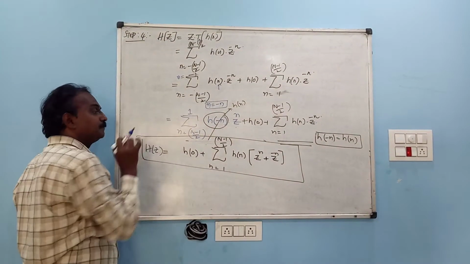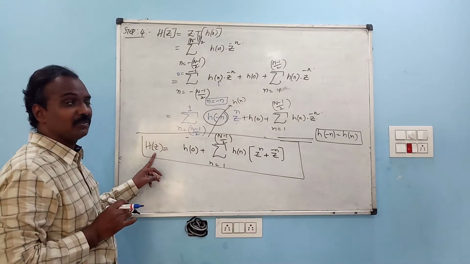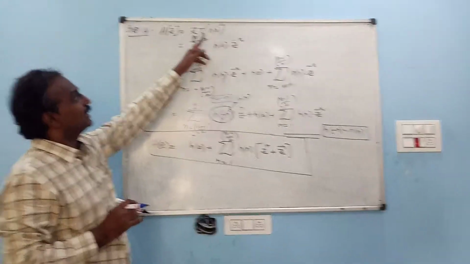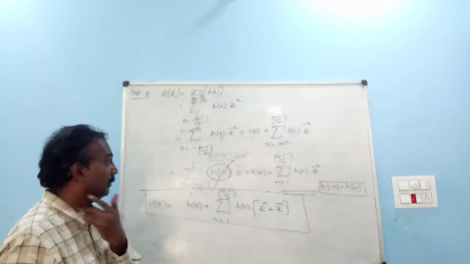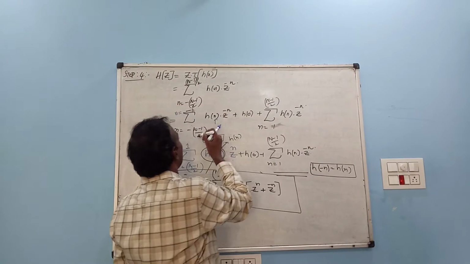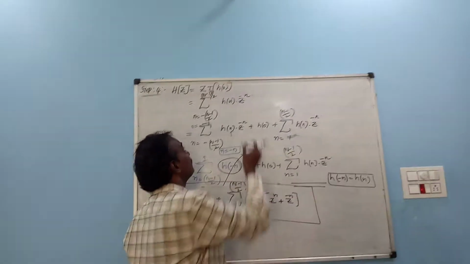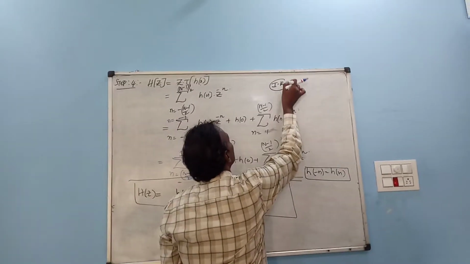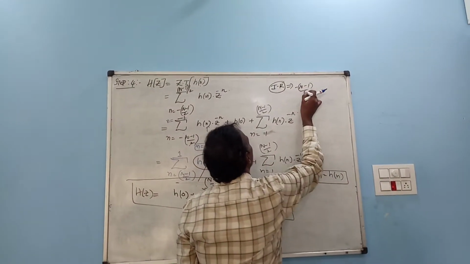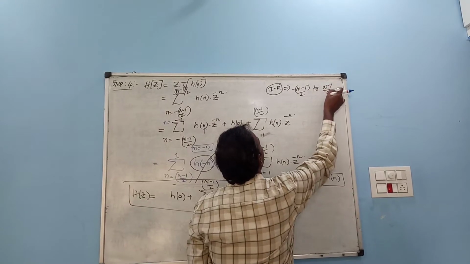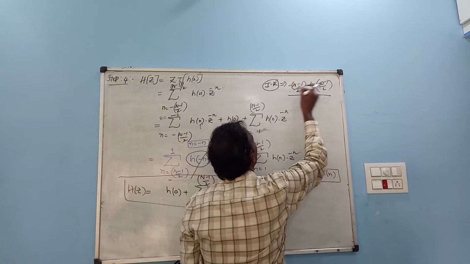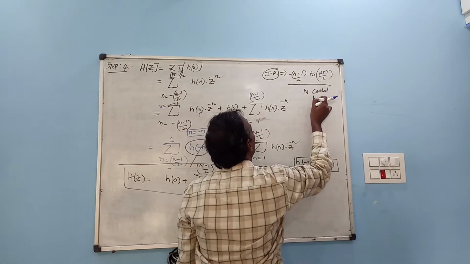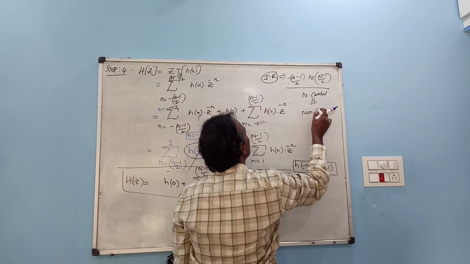So this is nothing but capital H of z. Once I get this capital H of z, we observe that this impulse response h of n is taken from limits minus (N minus 1)/2 to plus (N minus 1)/2. This is having negative and positive limits. So this is a non-causal system. Non-causal systems are non-practical systems.